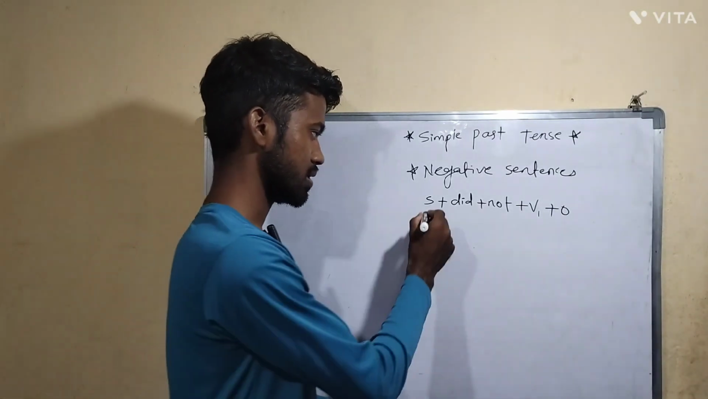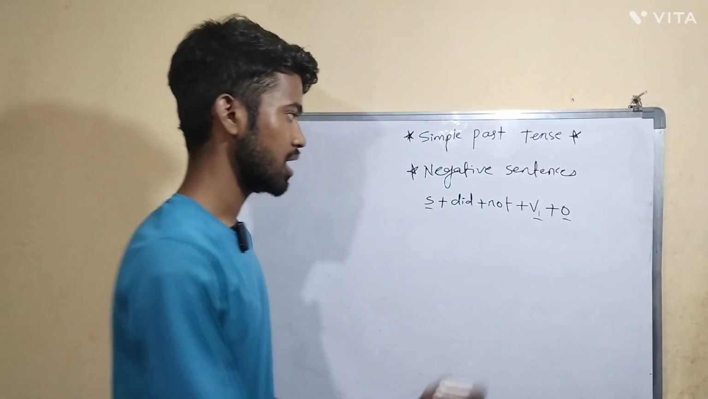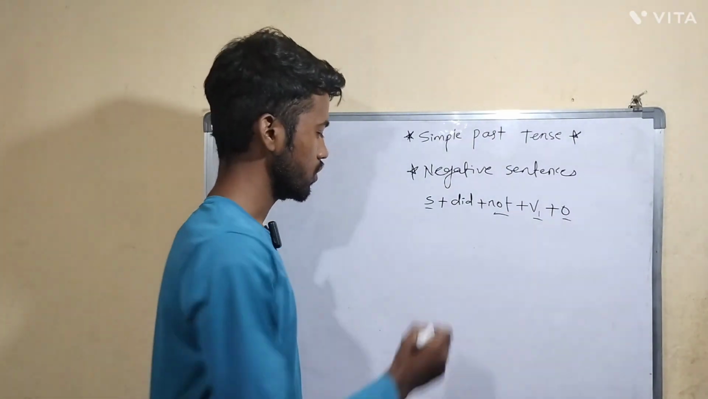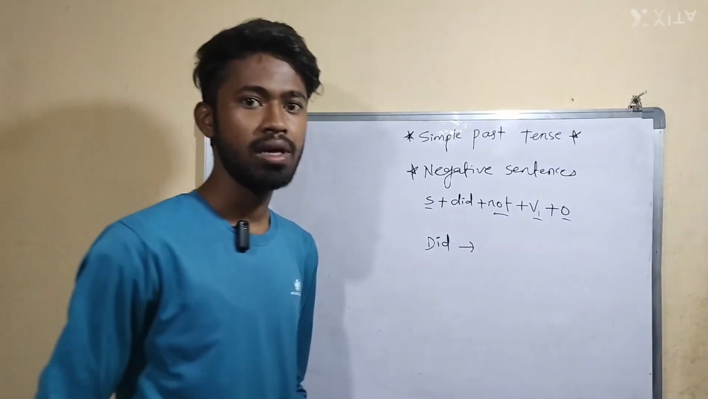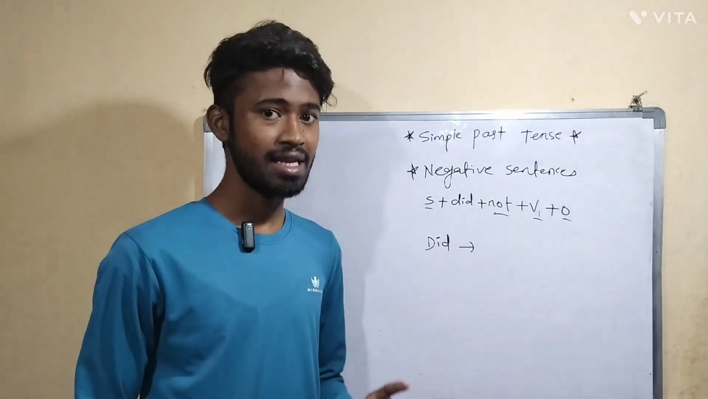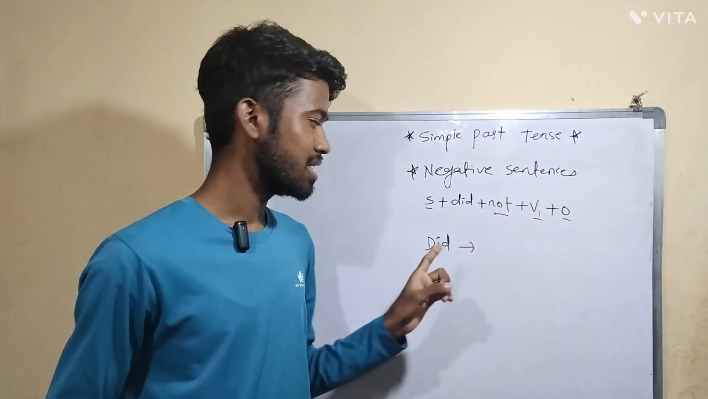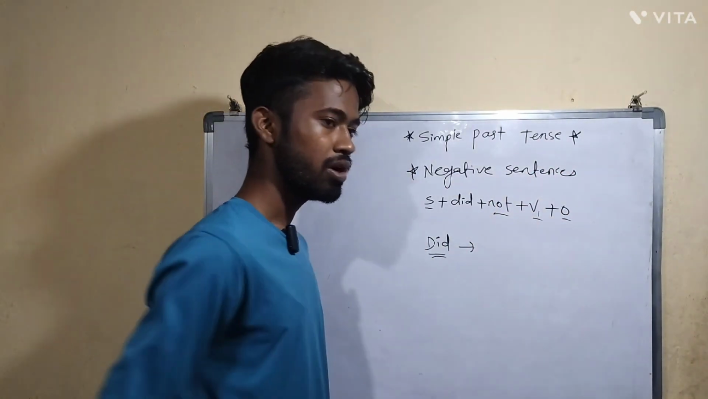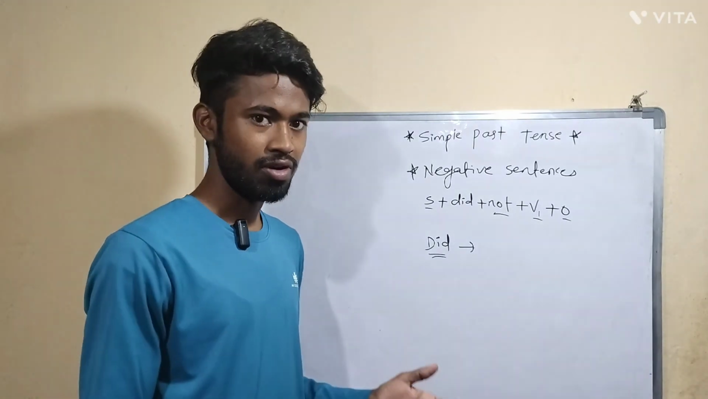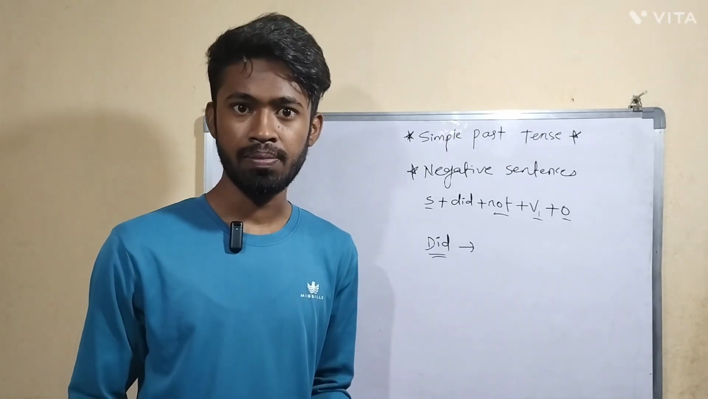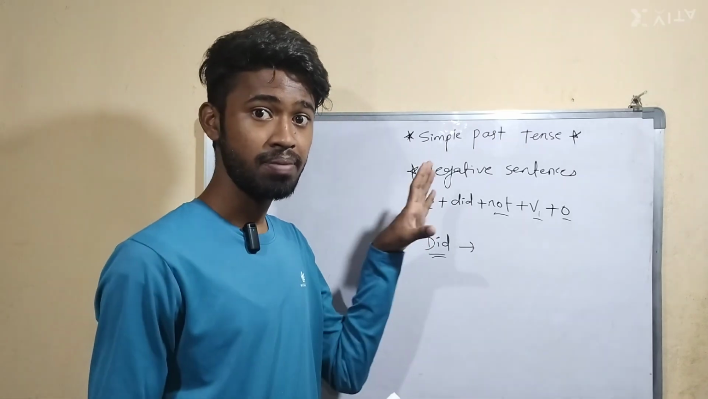First, the subject is there, you know the subject. You know the first form of verb, you know the object. You know not. The only thing you don't know is did. Did is the helping verb which we use in simple past tense. But when we saw the positive structure, there was no did, right? The structure was subject plus second form of verb plus object. So there was no did. That is the tricky part in simple past tense.